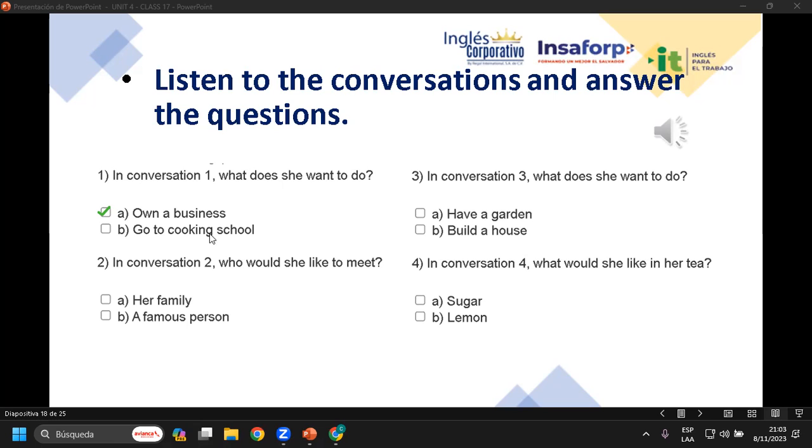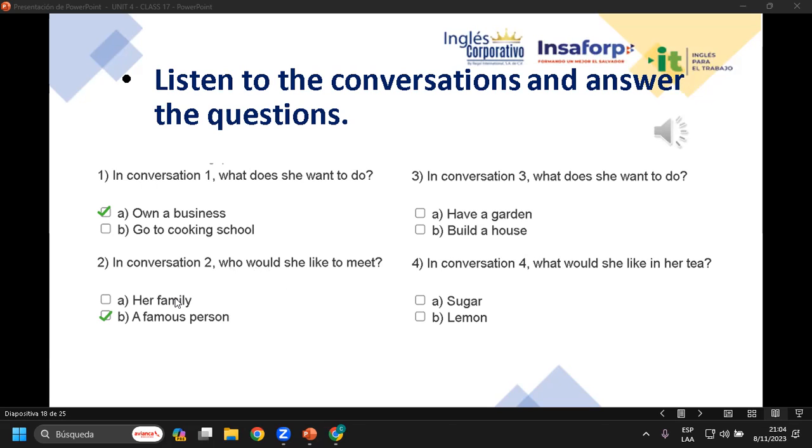Okay, number two. Who, ¿qué significa who? ¿Quién? Right? Who would she like to meet? ¿Qué estoy preguntando aquí? Who would she like to meet? ¿Quién le gustaría conocer? Exactly. Her family or a famous person? A famous person. Exactly. Bill Gates. Very good. Si colocaron la letter B, that's the correct one.